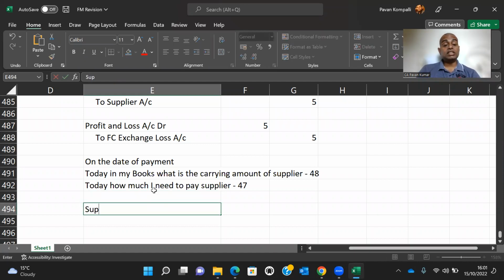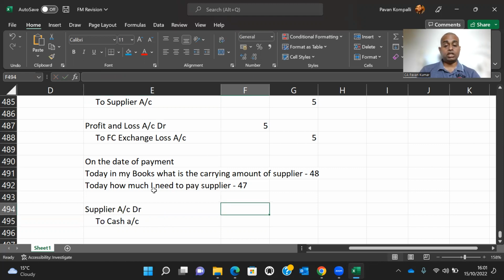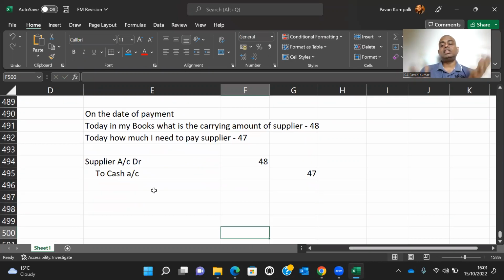So what is the journal entry? Supplier account debit to cash account or bank account. You will pay 47. But you will say, sir, already this is 48 in our books. So this is 48. In the journal entry, supplier account debit 48, which is already there in your books, is to be derecognized now. You are making the payment, so the supplier account is to be reversed. Cash 47 you are paying, so to cash account 47. Supplier account debit 48, to cash 47.